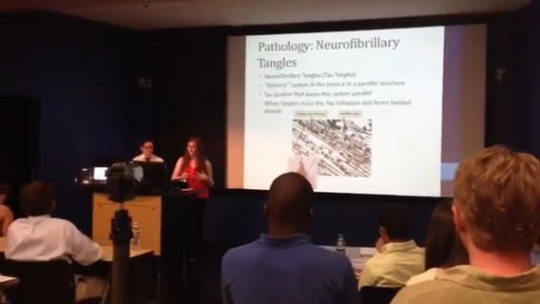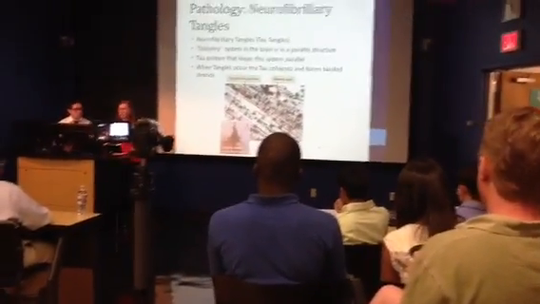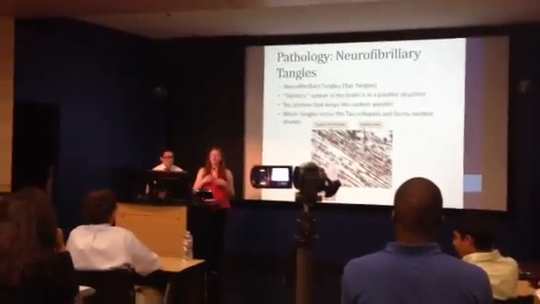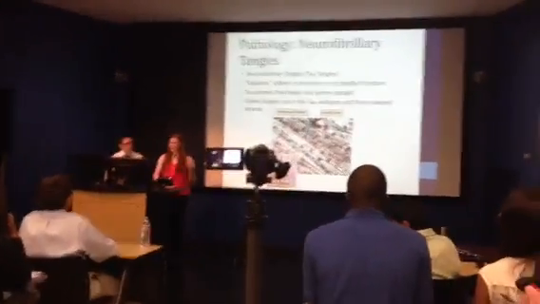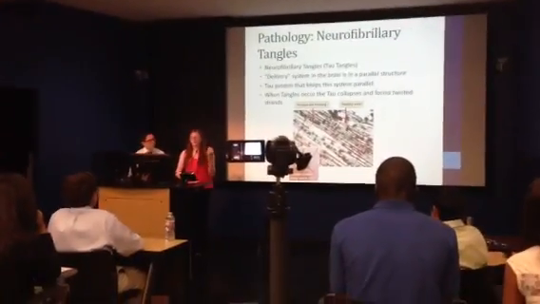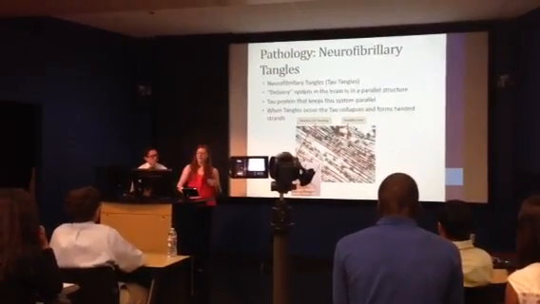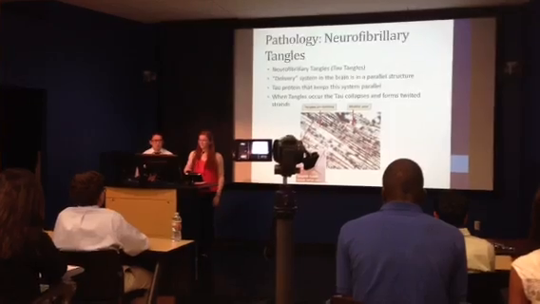And when these tangles occur, it causes the tau protein, which keeps the delivery system parallel, to collapse and disintegrate. And then the delivery system doesn't transfer the nutrients and things like that to the other neurons that need it.